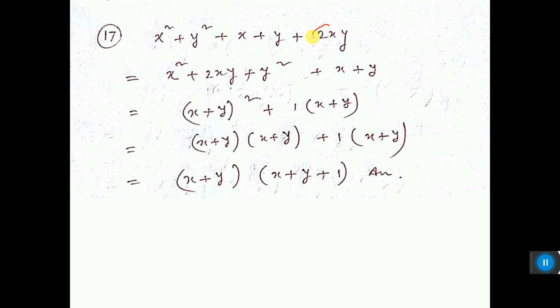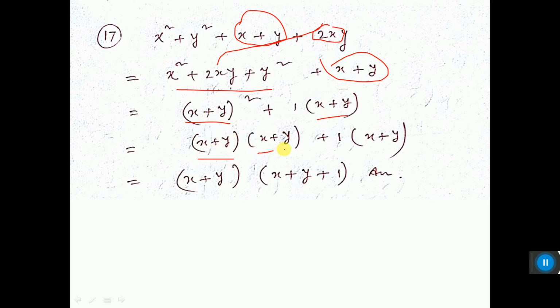Now here this 2xy you bring in between x square and y square. So here is the formula x plus y whole square: x square plus 2xy plus y square. So this is x plus y whole square. And this x plus y you write there at last. Take 1 common. Then see here x plus y whole square can be written as 2 times. And see, x plus y take common. This one and this one take common. So this x plus y is left and here 1 is left. So this is the product of 2 expressions.